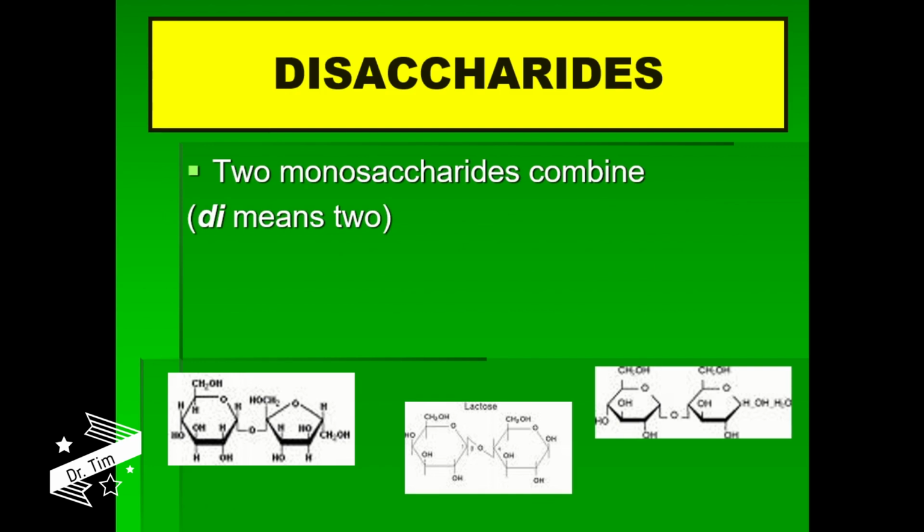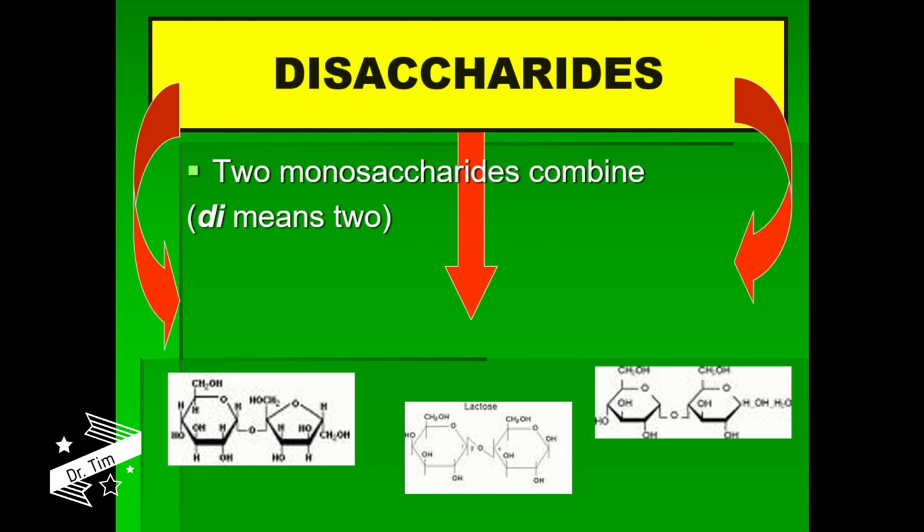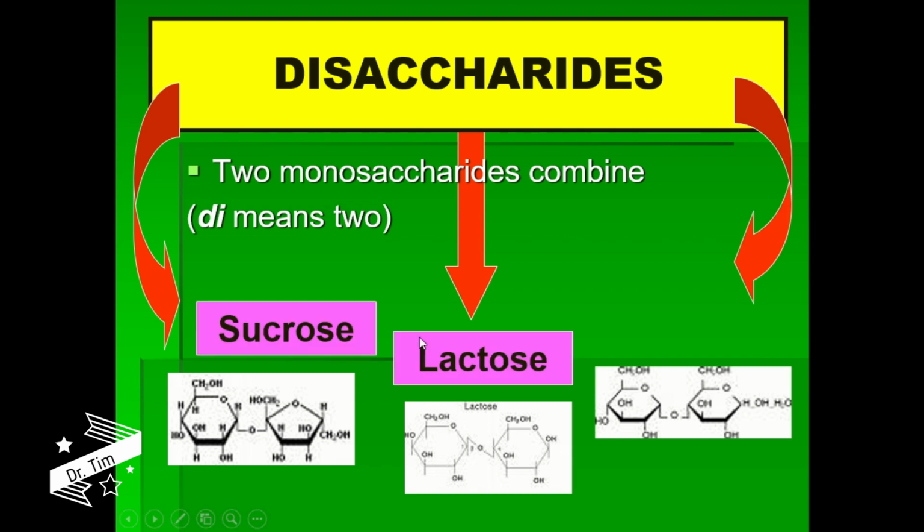The next type of carbohydrate is disaccharide. Di means two. So a combination of two monosaccharides becomes a disaccharide. There are also three main types of disaccharide. The first one is sucrose, the second one is lactose, and the third one is maltose.